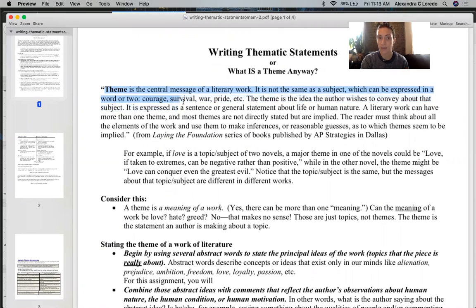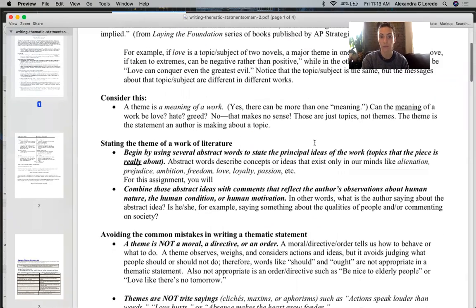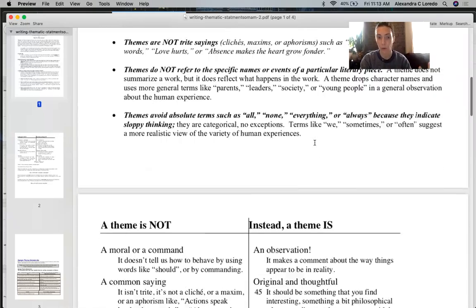So again, theme is the central message of a literary work. It is not the same as a subject, which can be expressed in a word or two. And that's kind of what I was just saying, like betrayal, loyalty, persuasion. Those are concept idea words. Then you have to pull that word and create a thematic statement. The thematic statement is expressed as a general statement about life or human nature, but it also reflects what the author is trying to convey about that subject in the text that they're writing. So it's the meaning of the work, right?